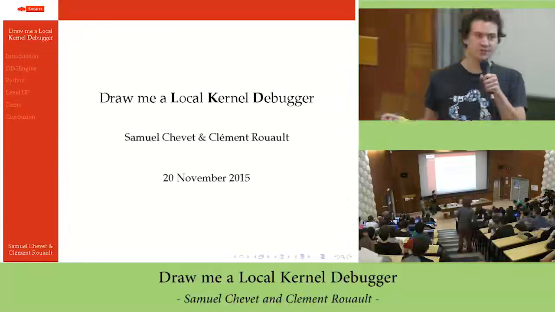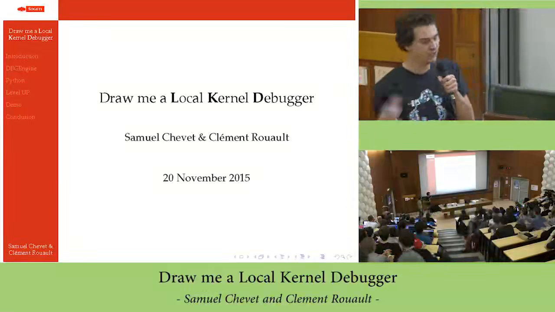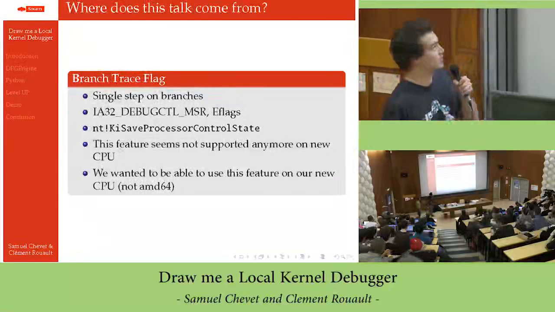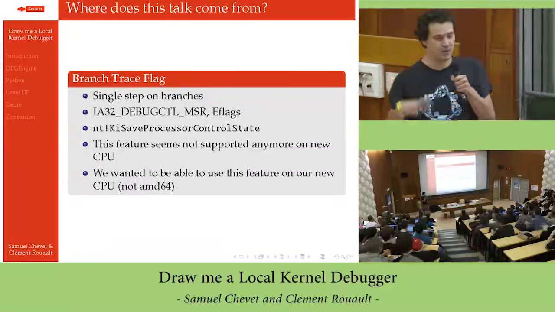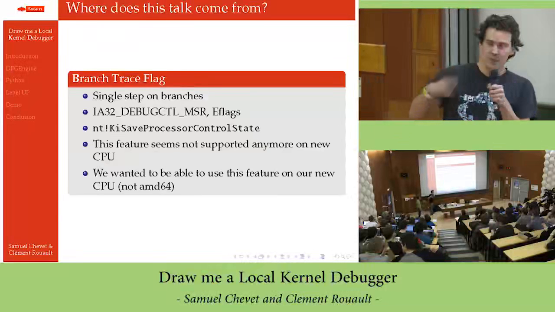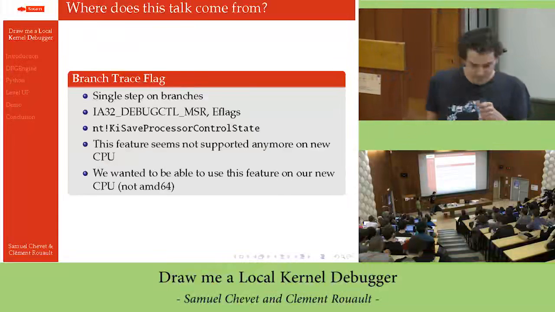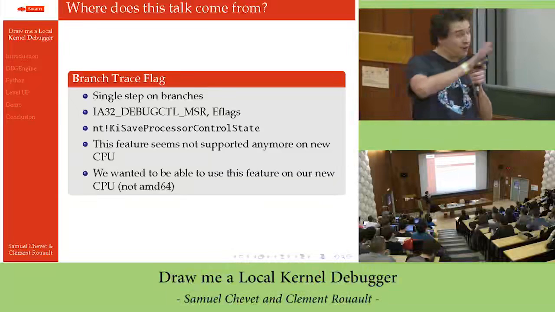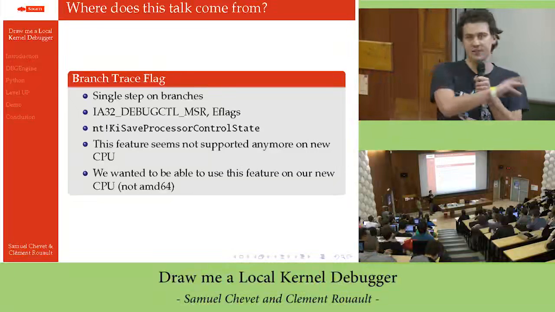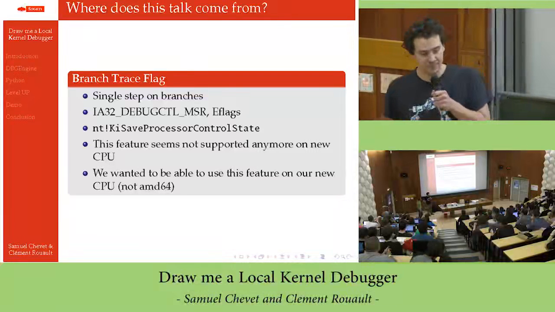We are researchers at Synacktiv, and in our spare time we like reading the Intel manual, and we found a really cool feature called the branch trace flag. If you activate a model-specific register on your CPU, you will be able to step on each branch taken by your processor. It's almost implemented in Windows, but it doesn't support the new families of CPU nowadays. If you use AMD64, it's supported on all families.